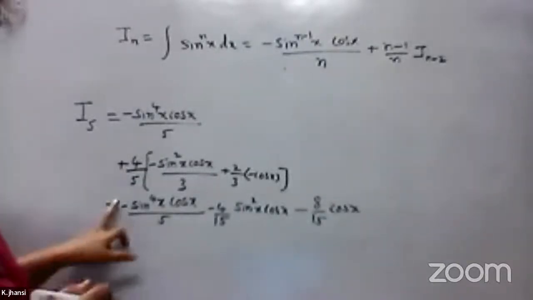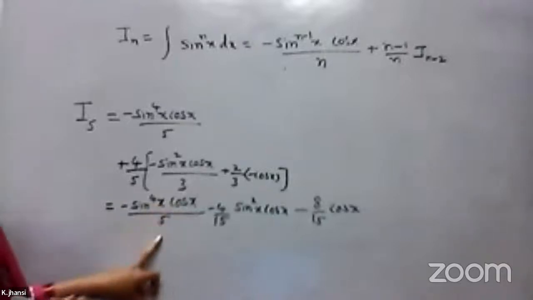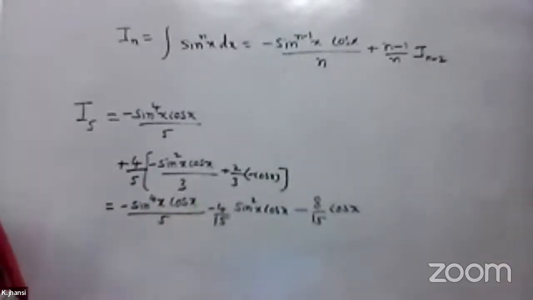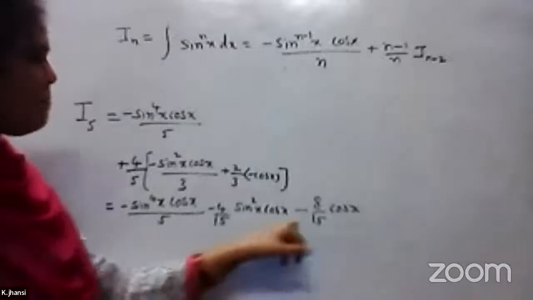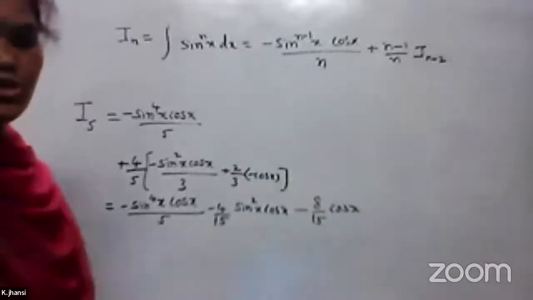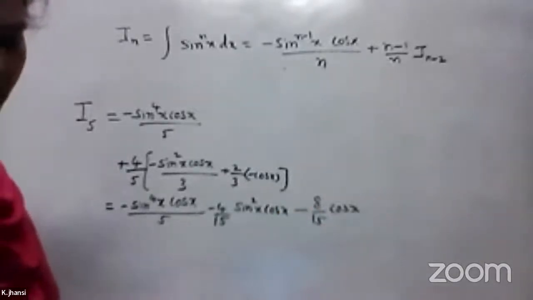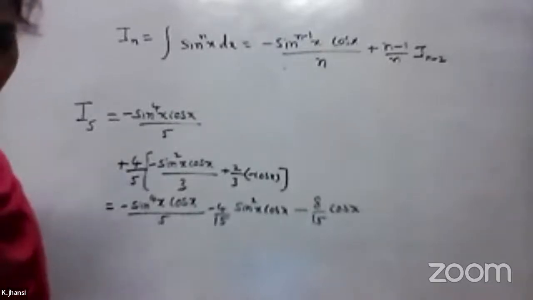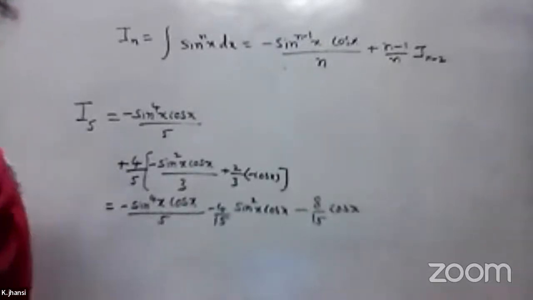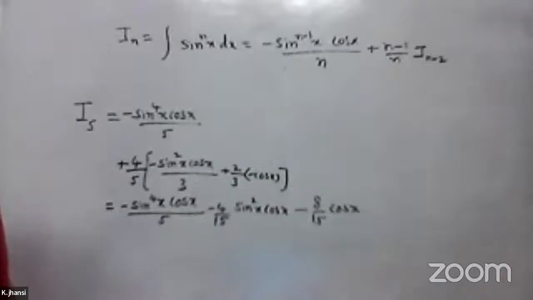So the answer is minus sin^4 x cos x by 5 minus 4 by 15 sin^2 x cos x minus 8 by 15 cos x. So the integration of sin^5 x, the value is this one. Okay. So similarly, even for cos also we can do the same one.